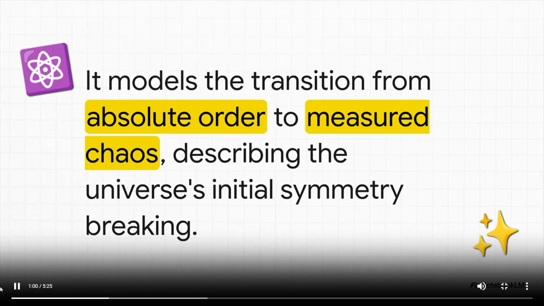So what's the big idea here? Well, the equation is all about a fundamental shift. It suggests that our universe didn't start as a chaotic mess. No, it started as something perfectly ordered, almost like a crystal. And then, at a key moment, that initial perfection broke. And that symmetry-breaking event is what kicked off the journey towards the complexity and the beautiful, measured chaos that we see all around us today.